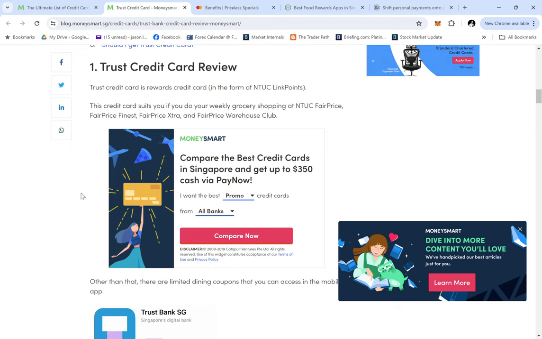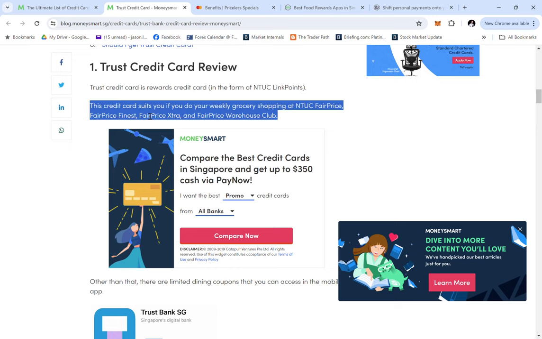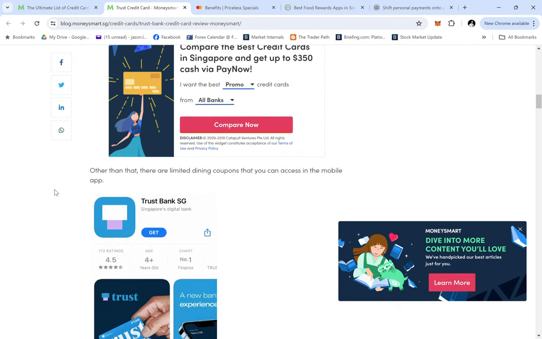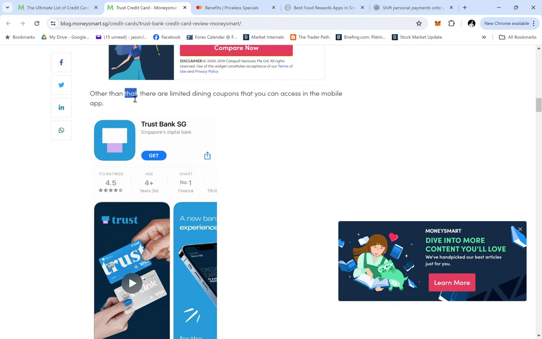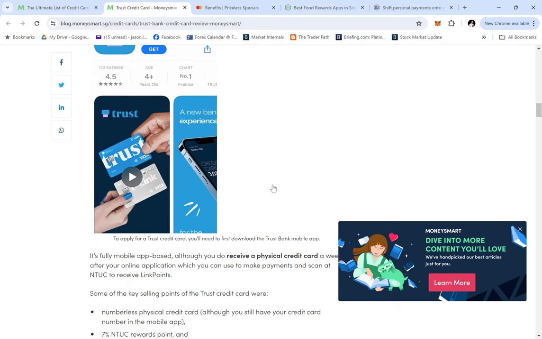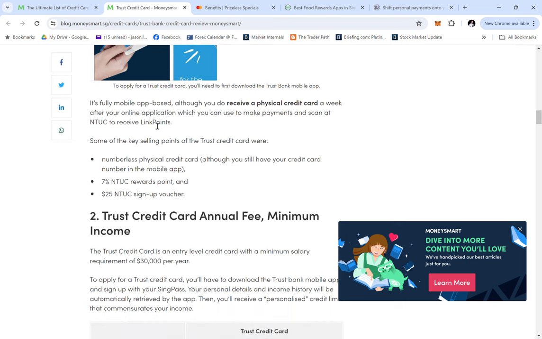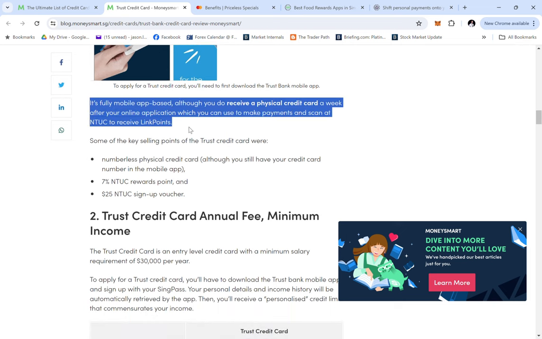If you are shopping quite a bit at NTUC FairPrice, Finest or Xtra, or even Warehouse Club, this card might suit you because you can get Link Points. There are limited dining vouchers you can access in the mobile app, so you might want to go check it out. It's fully mobile app based. You do receive a credit card a week after your online application, which you can use to make payments and scan at NTUC to earn Link Points.